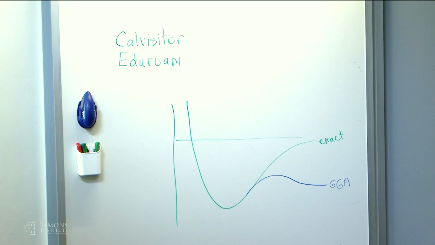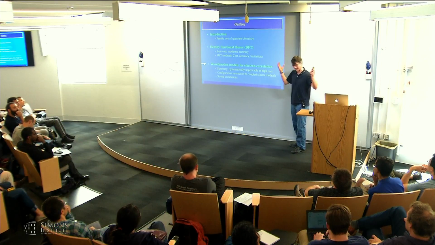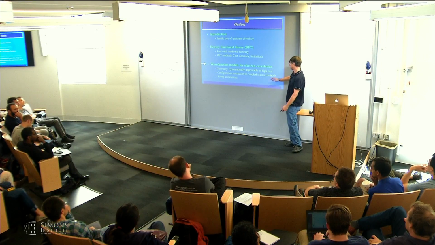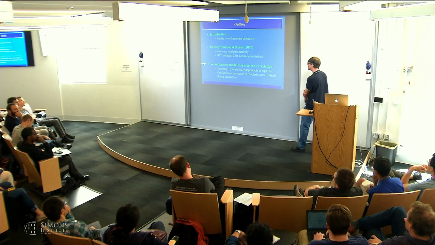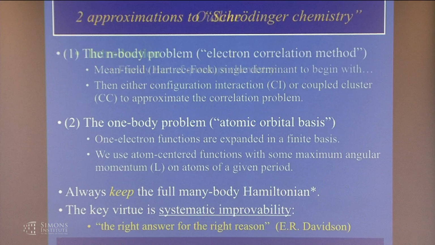Alrighty, so now we'll switch gears and turn to the second branch of the family tree, wave function theory. If the summary of DFT is low cost and moderate accuracy, the summary of wave function theory is systematically improvable at high cost. So it's a bit like applying a blunt hammer, an instrument that's roughly right but not precisely right, to solve the problem of your plumbing. Okay, and I'll tell you a bit about configuration interaction and coupled cluster methods, and I'll finish with a couple of remarks on strong correlation.